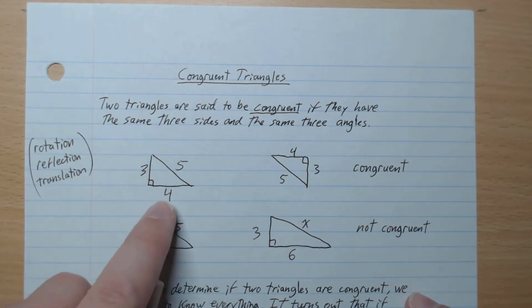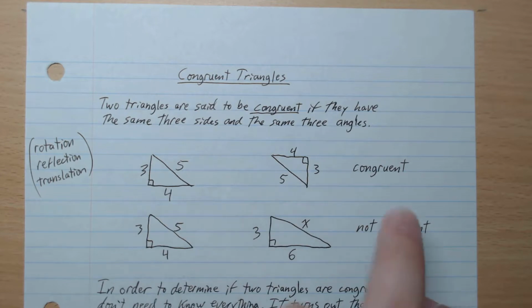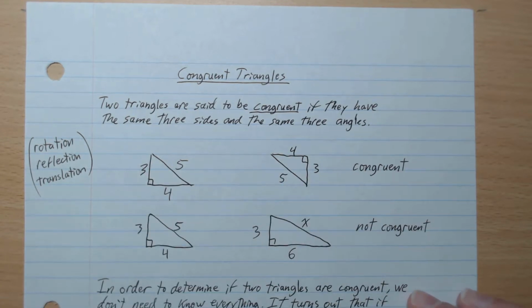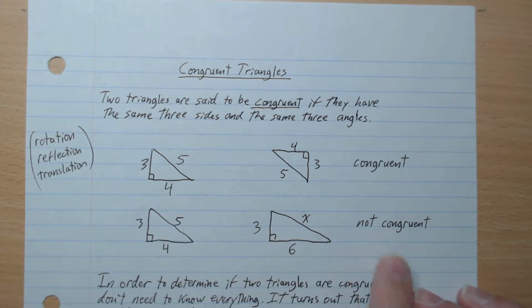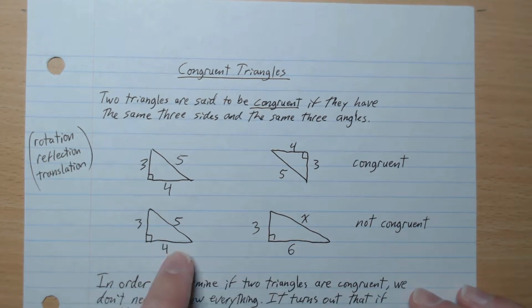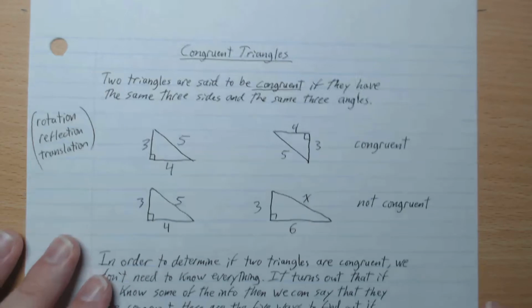So you see here the triangles 3, 4, 5 and 3, 4, 5. These triangles are congruent. This triangle here, 3, 4, 5 with 3, 6, x is not congruent because they don't have the same sides here. 4 and 6 are not the same.